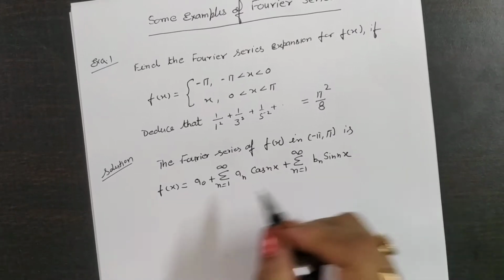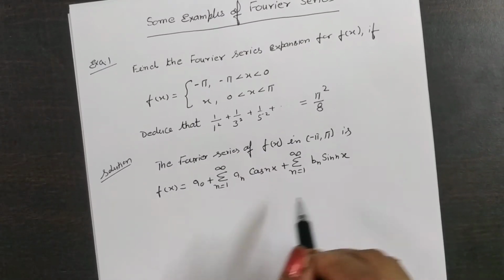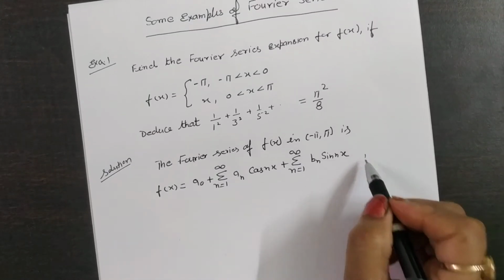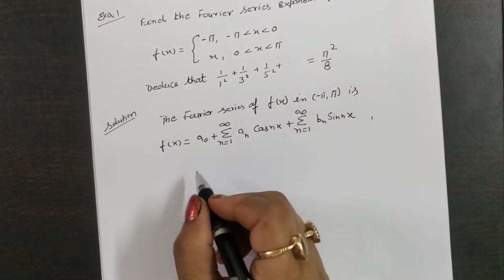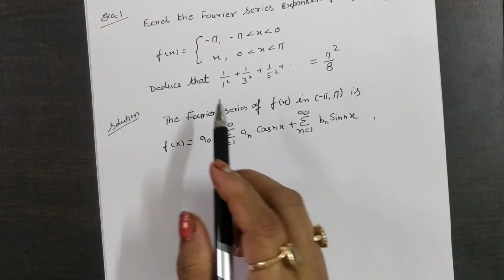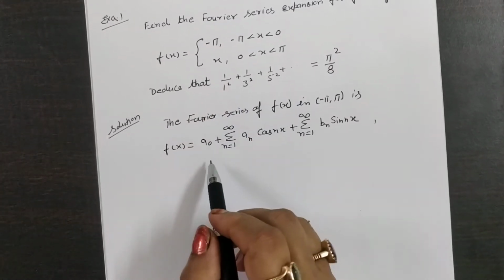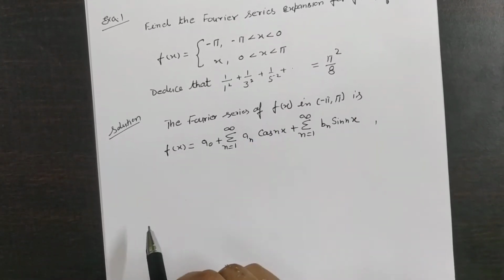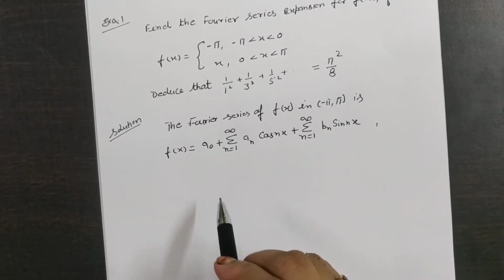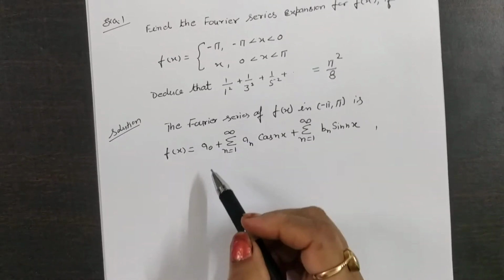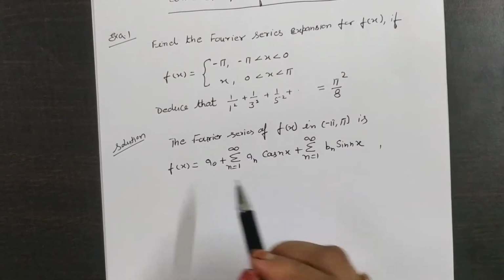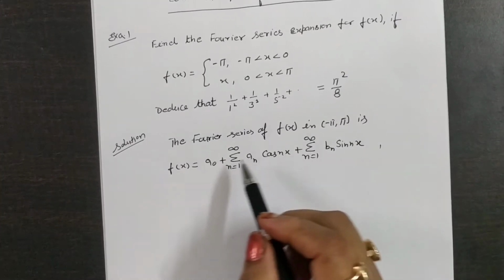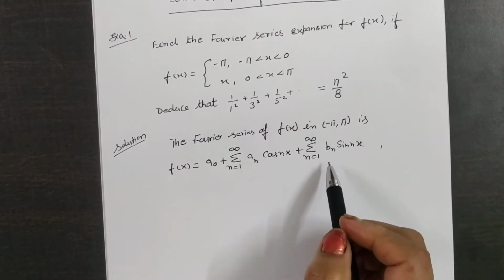In an earlier video I have solved this and also proved this Fourier series. Here a0, an and bn are the Fourier coefficients. We substitute the condition to find a0, an and bn, and then we find the Fourier series. So you find a0, an and bn.